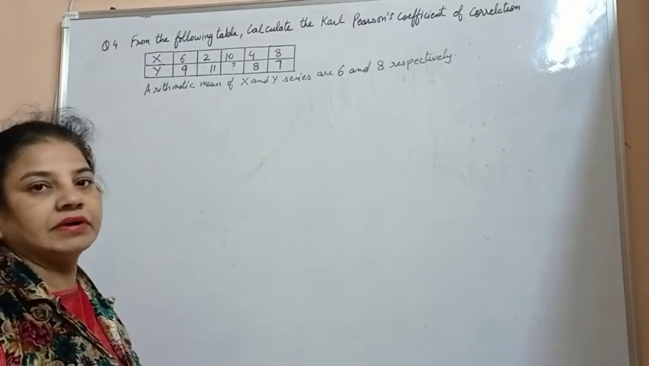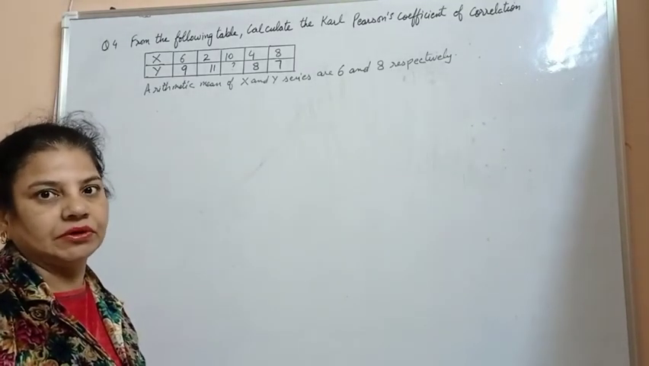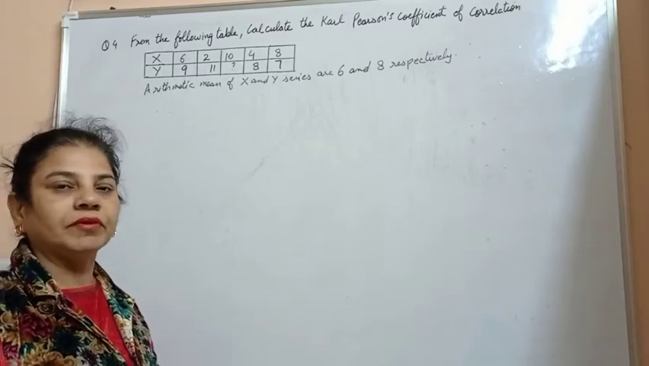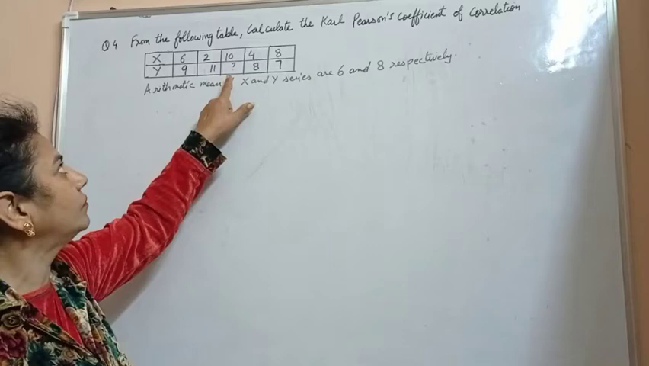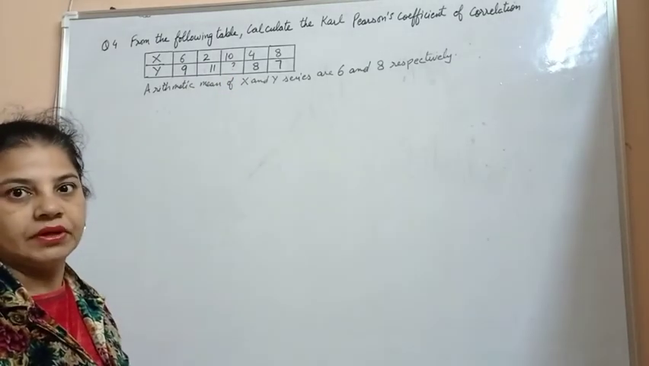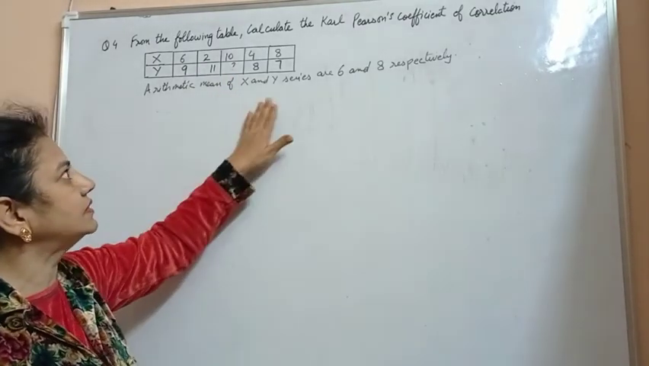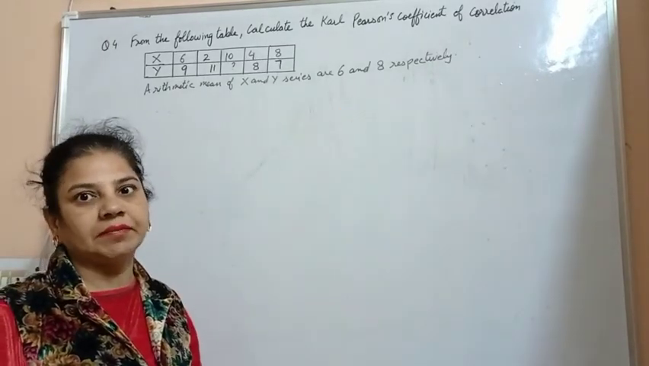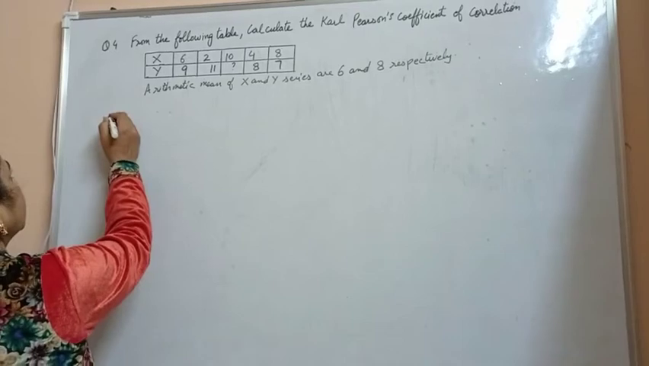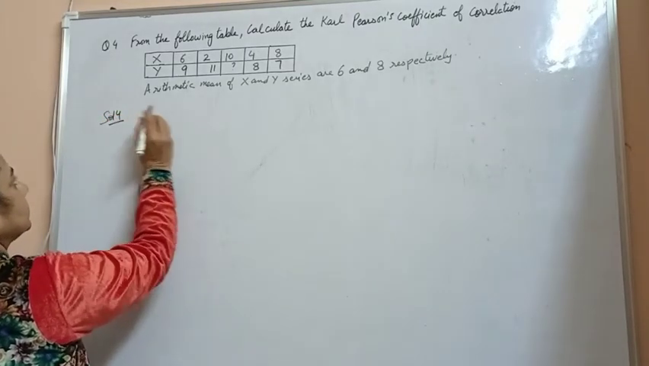In this question, we have to calculate Karl Pearson's coefficient of correlation. Arithmetic mean for x and y series is 6 and 8 respectively, as given to us. First of all, before proceeding to find Karl Pearson's coefficient, we calculate the unknown observation for the y series. We know that arithmetic mean for y series is 8, and mean is sum of observations divided by number of observations. So we calculate for the unknown variable.